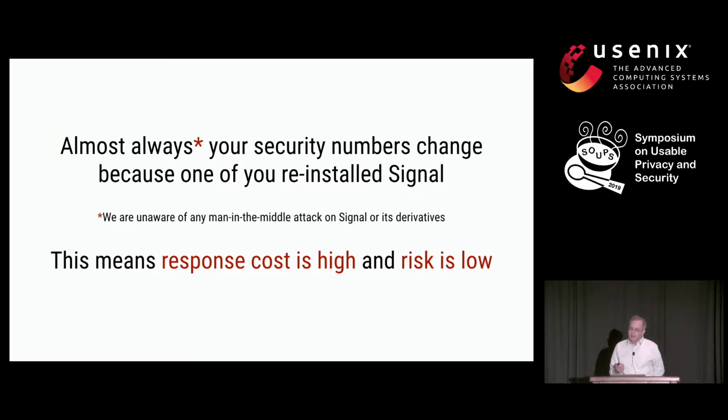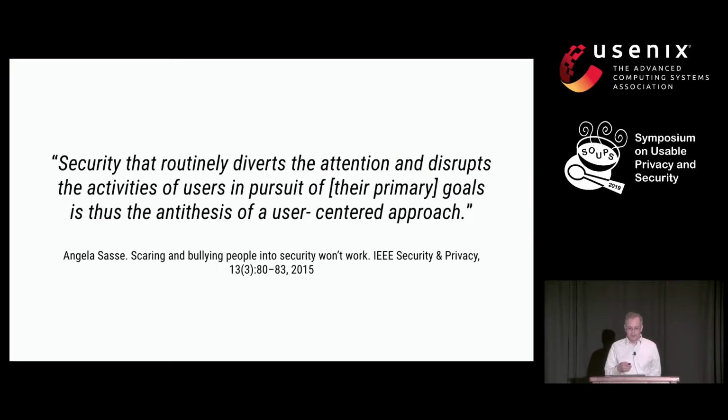It turns out that almost always your security number should change because one of you reinstalled Signal, not because there was a hacker present. I'm not aware of any particular case where Signal or some secure messaging service like WhatsApp has been hacked in the way of actually making these safety numbers change. So what this means is that response cost is high and risk is low, and that's a bad situation in which you're going to force everyone to follow through on this.